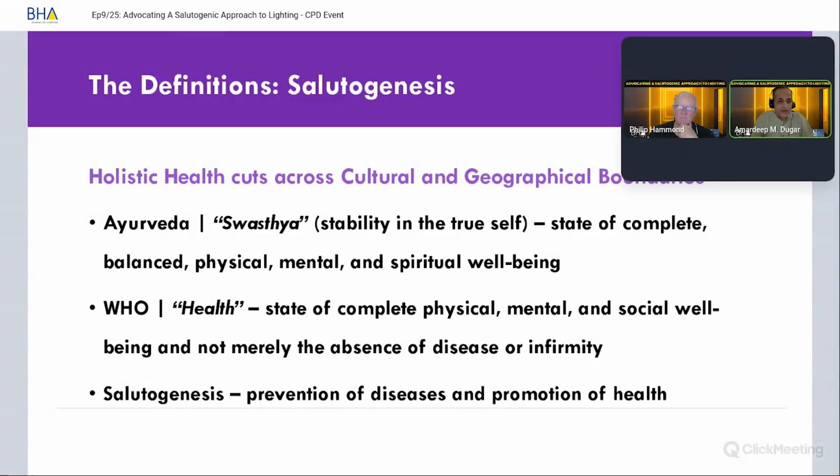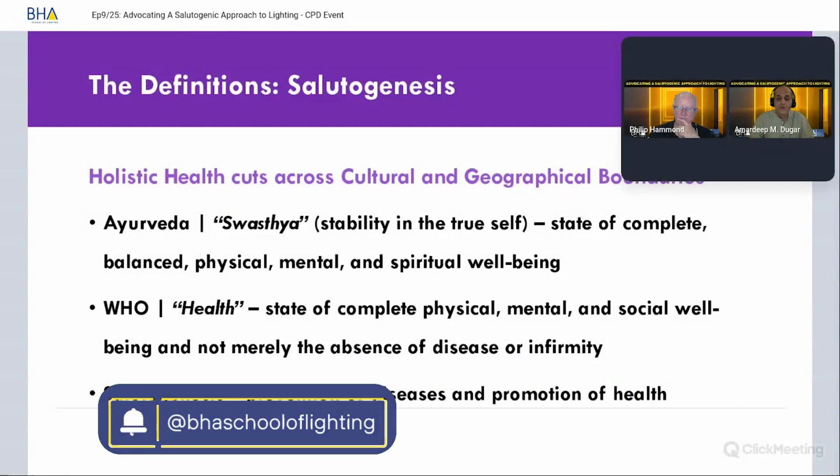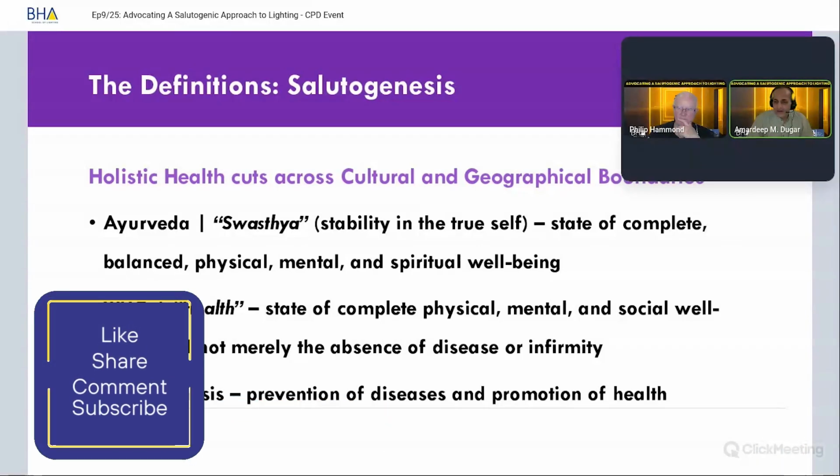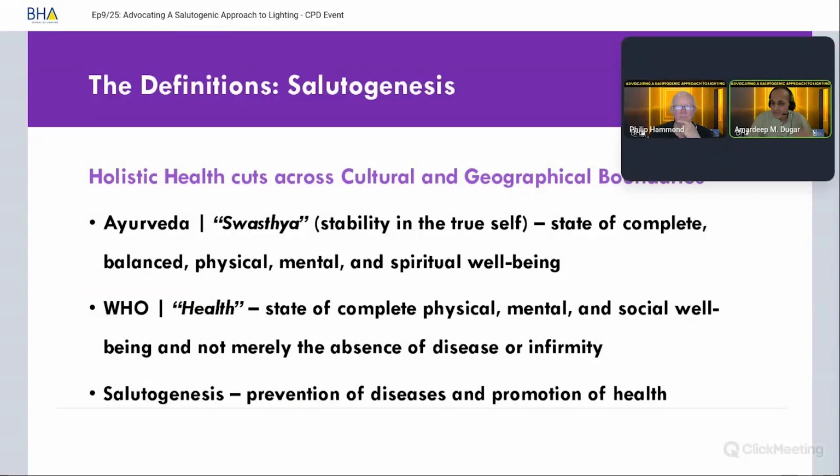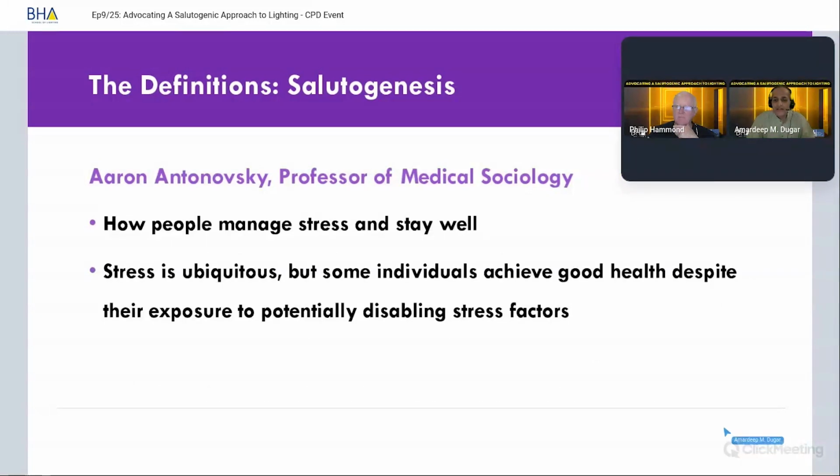And that's where I came across this term called salutogenesis, which in very concise terms means prevention of diseases and promotion of health. This word really hit me. I mean, this is something very interesting. So I dug a little bit deeper to find out that this phrase salutogenesis was coined by a professor of medical sociology by the name Aaron Antonovsky.